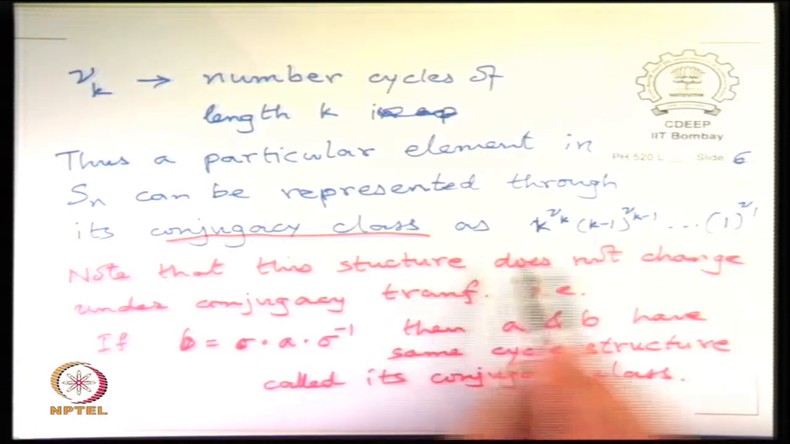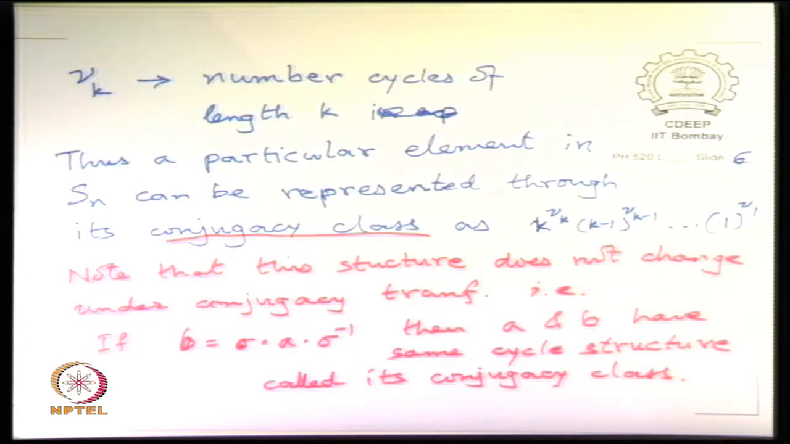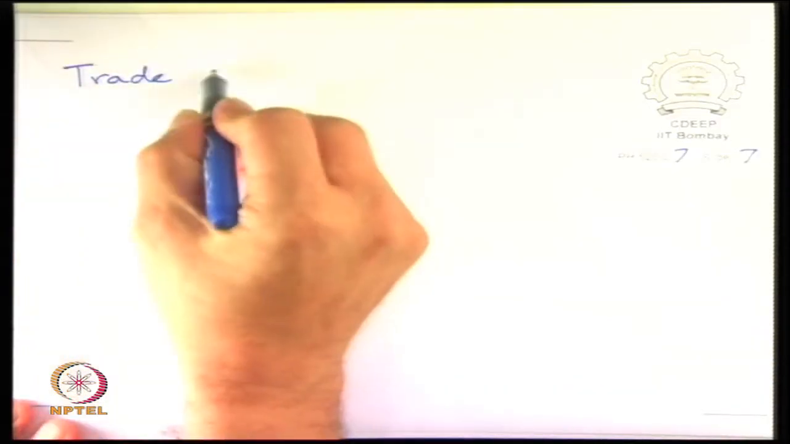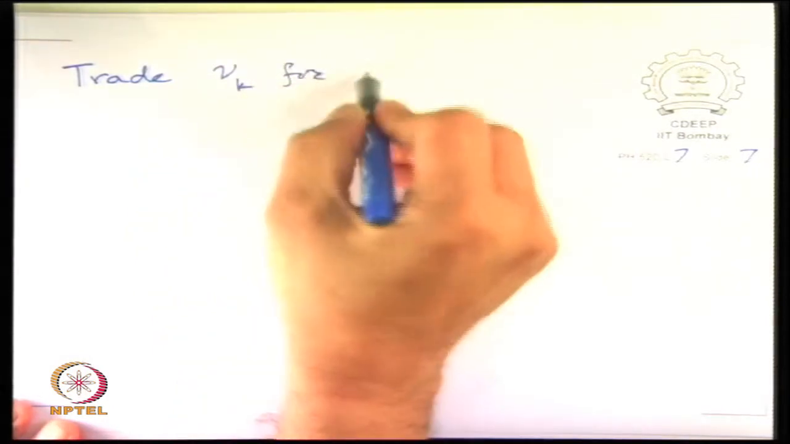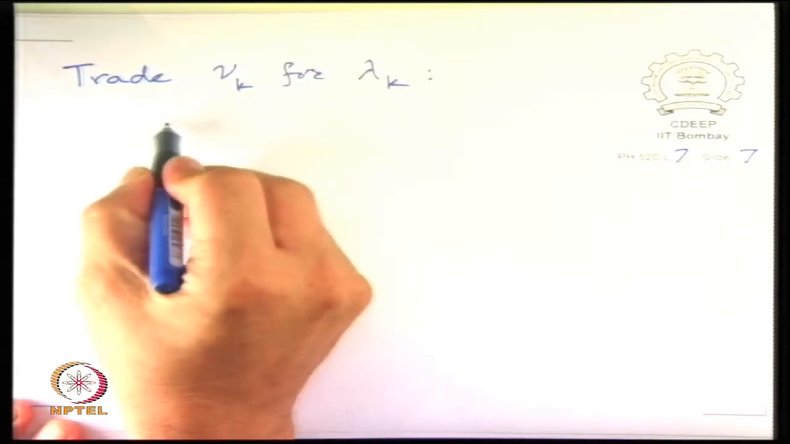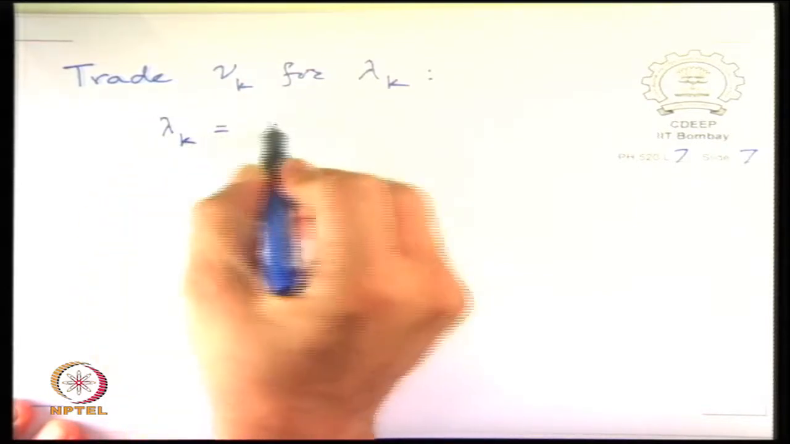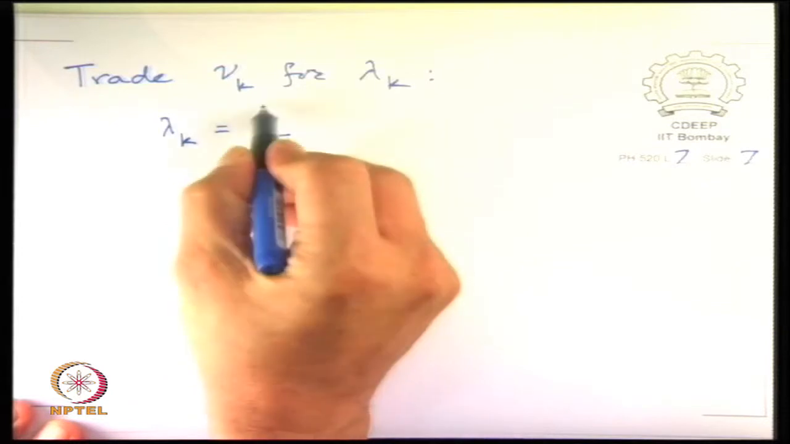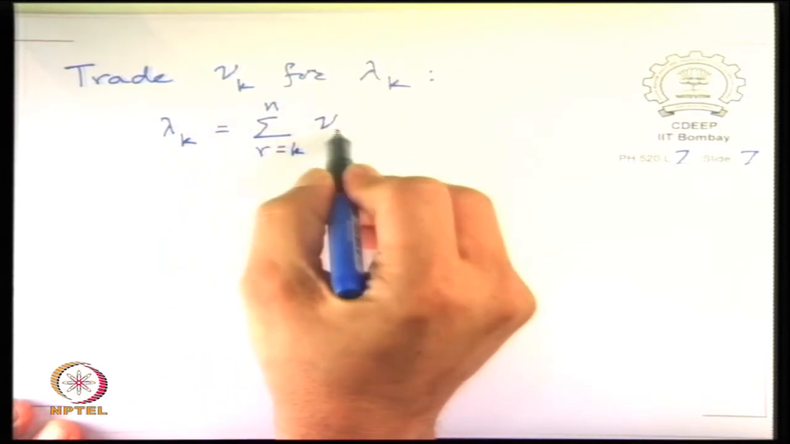So that is why it is interesting to focus on this, because this way of writing out the designation of the class is not going to change under conjugate transformation. So the conjugacy class remains the same under conjugacy transformation. Next, instead of nu k, we change notations by defining lambda k to be equal to the sum from r equal to k up to n of nu r.